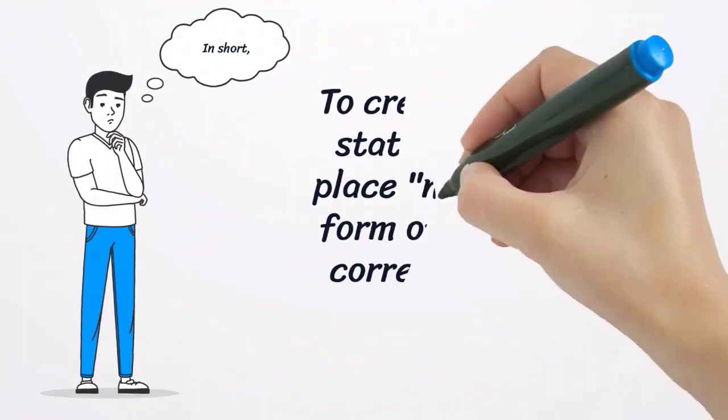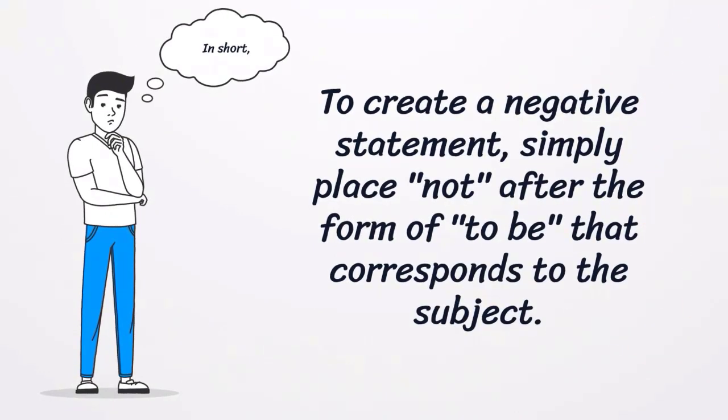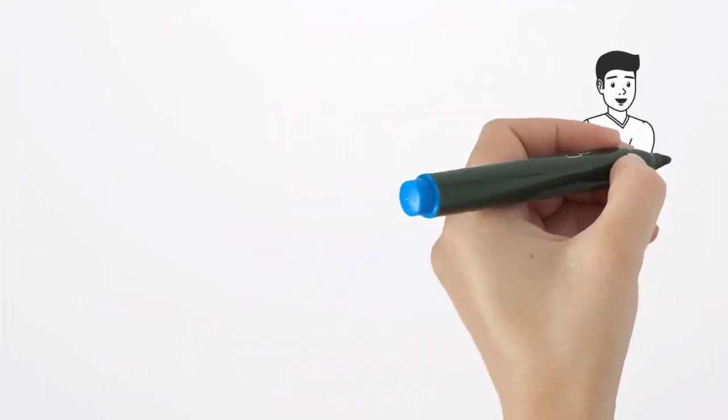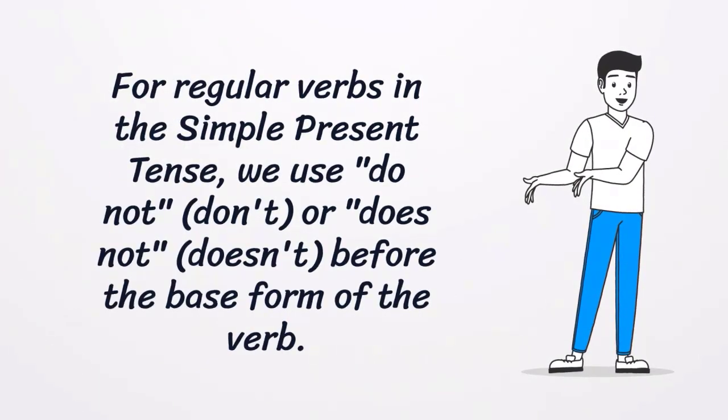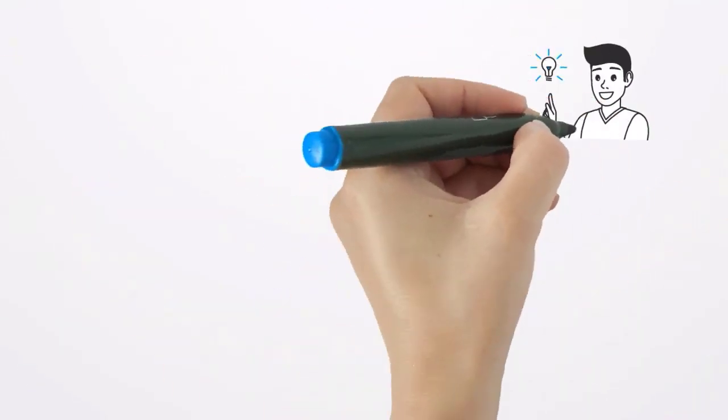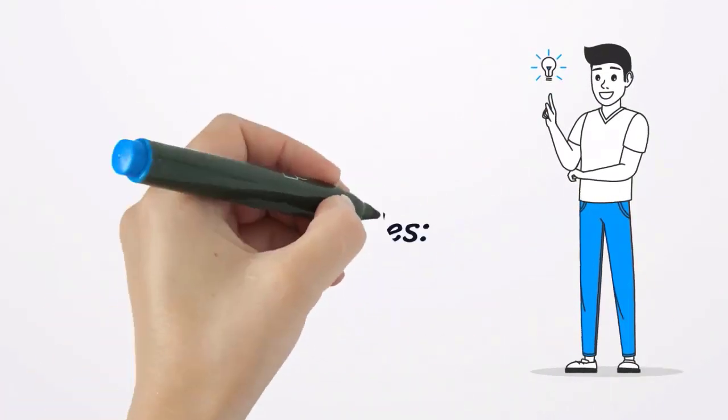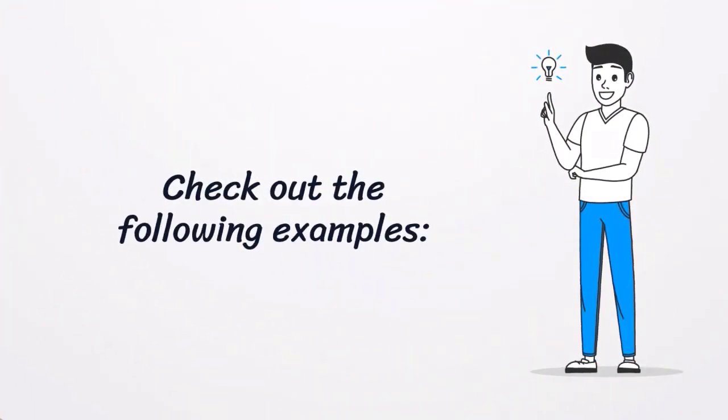In short, to create a negative statement, simply place not after the form of to be that corresponds to the subject. For regular verbs in the simple present tense, we use do not or don't, and does not or doesn't, before the base form of the verb. Check out the following examples.